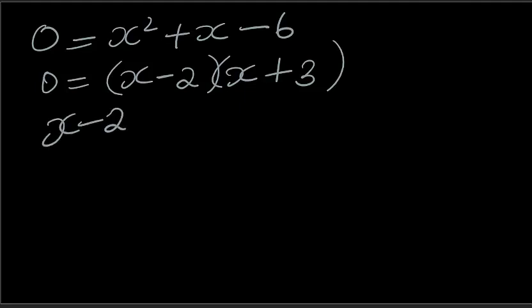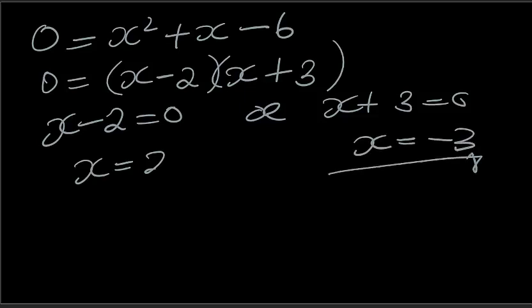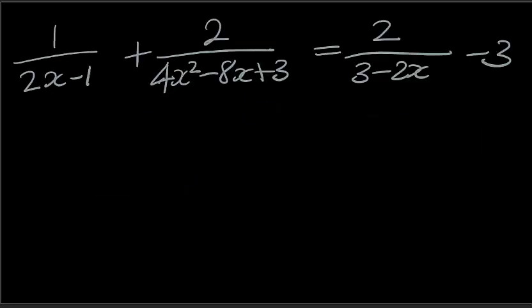X minus 2 is equal to 0, or x plus 3 is equal to 0. X is equal to 2, x is equal to minus 3. That's the answer to this question. Last one for this video. Nice. Okay. Let's see what we can do here.